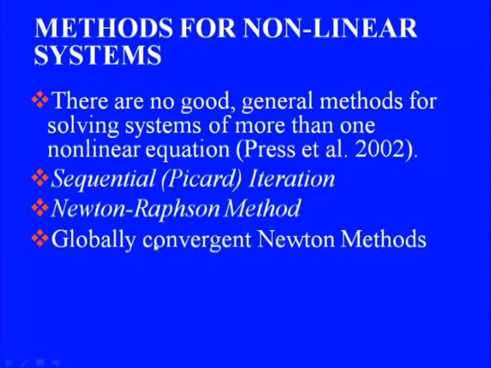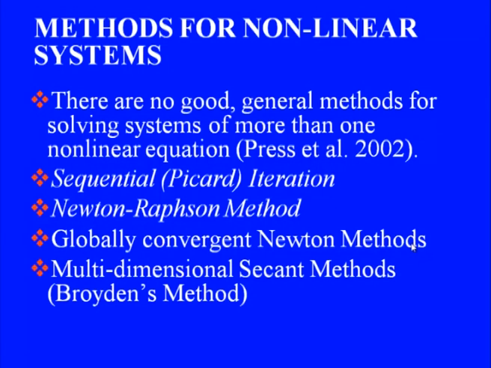So that's why an attempt is made to combine the features of both the sequential iteration type of globally convergent schemes and the Newton-Raphson method into what we call globally convergent Newton methods. One popular scheme for the solution of single nonlinear equations is called the secant method. This can also be generalized for multidimensional problems, that is, for a system of nonlinear equations. So, for the multidimensional secant method, one particular method is what's called Broyden's method.